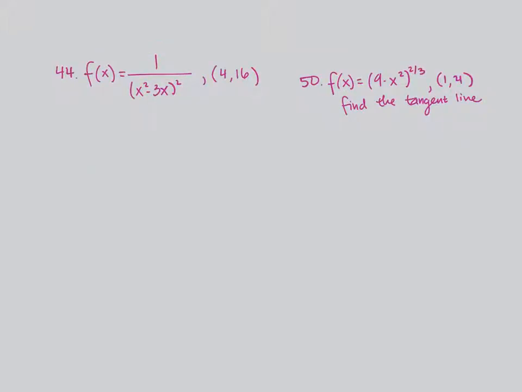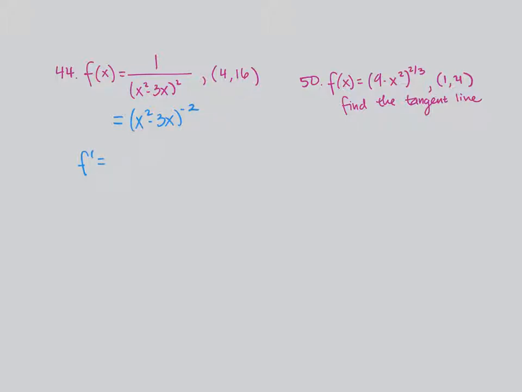Now let's look at 44. In 44, we have the function f of x is equal to 1 over (x squared minus 3x) squared. And we want to find the slope at the point (4, 1/16). So in order to find slope, the first thing I have to do is take the derivative. So I'm going to first rewrite f as (x squared minus 3x) to the negative 2. And then I'm going to take the derivative to get that slope.